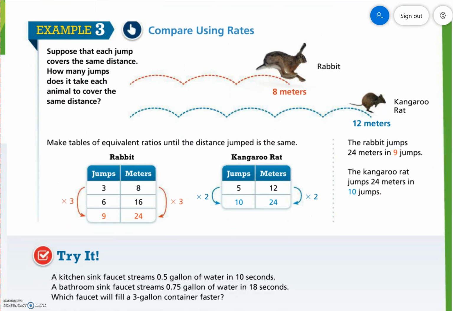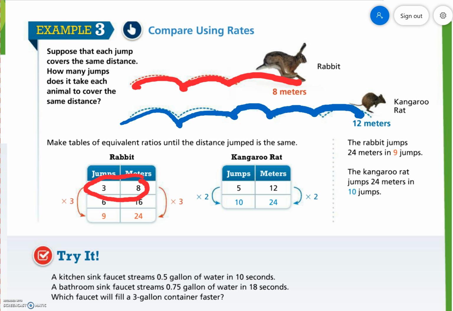Example 3. Suppose that each jump covers the same distance. How many jumps does it take each animal to cover the same distance? So it says the rabbit takes 3 jumps and makes it 8 meters. So this is what they're showing us in the picture. The kangaroo rat takes 5 jumps and makes it 12 meters.